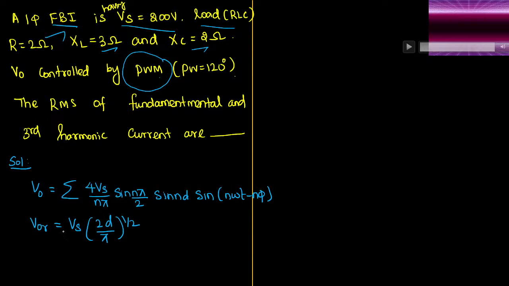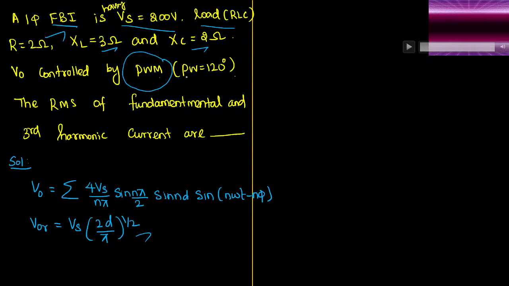And this is the output formula. I also explained how this formula came, so you don't need to memorize; you can directly write this one. Anyway, let us continue with the given data. Pulse width modulation technique they are using, so its corresponding output expression I wrote here.